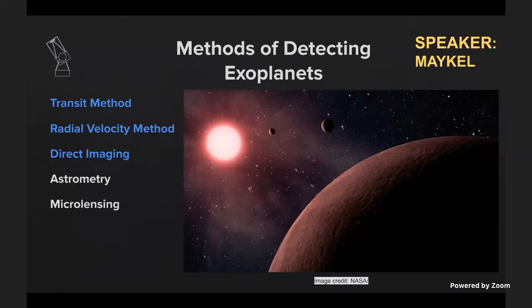Great, so now that we know a little bit more about exoplanets, let's discuss some of the techniques used in detecting them. There are a few ways of finding exoplanets, some more effective than others. For the sake of time, I will be discussing the most common methods used in research today. Those are the transit method, radial velocity method, and direct imaging.